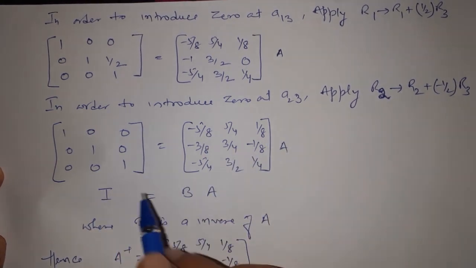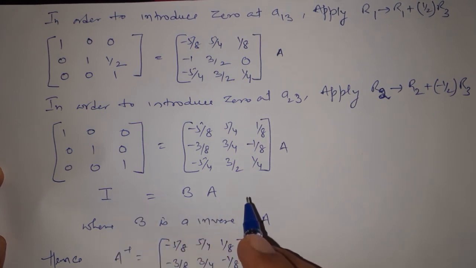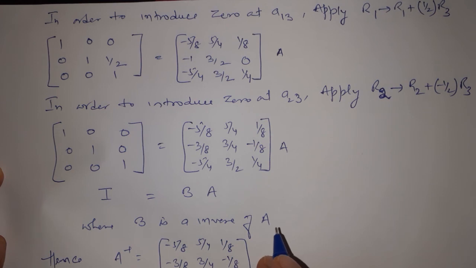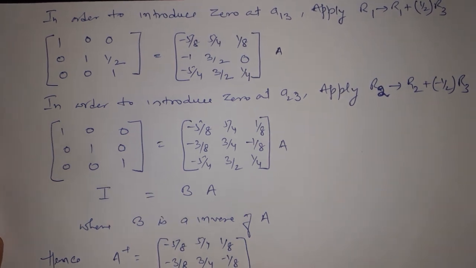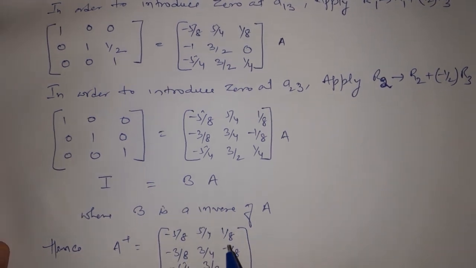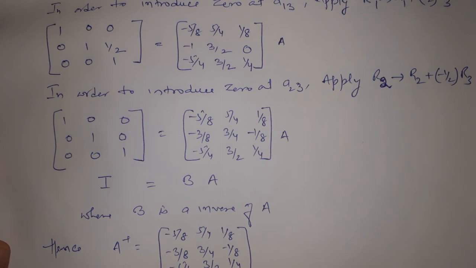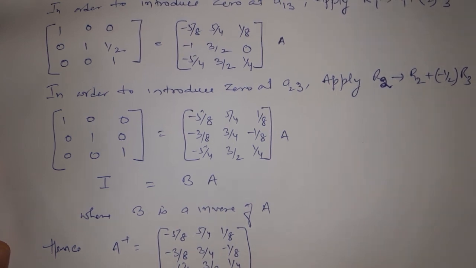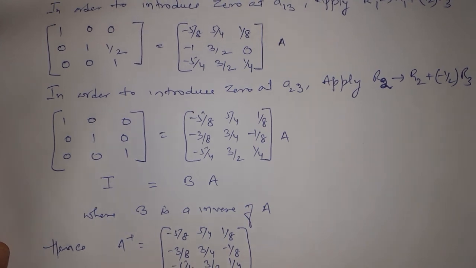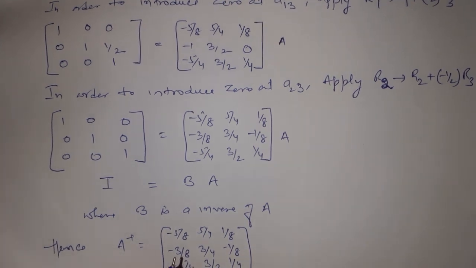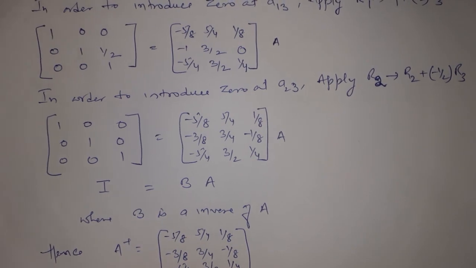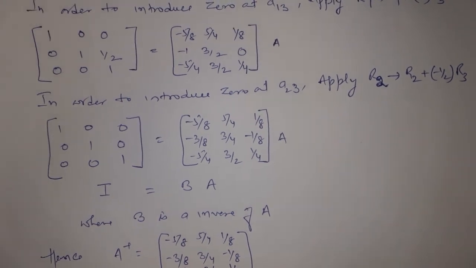It is in the form of I is equal to B into A, where B is the inverse of A. Hence, A inverse is minus 5 by 8, 5 by 4, 1 by 8, minus 3 by 8, 3 by 4, minus 1 by 8, minus 5 by 4, 3 by 2, 1 by 4. This is the inverse of the given matrix. I hope, boys, you understood how to find the inverse of a matrix of order 3.